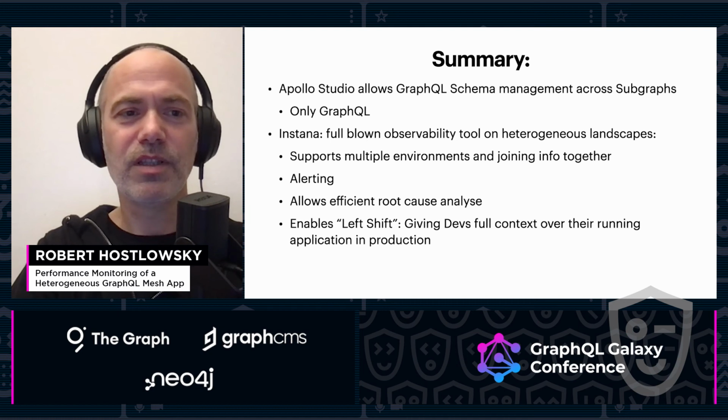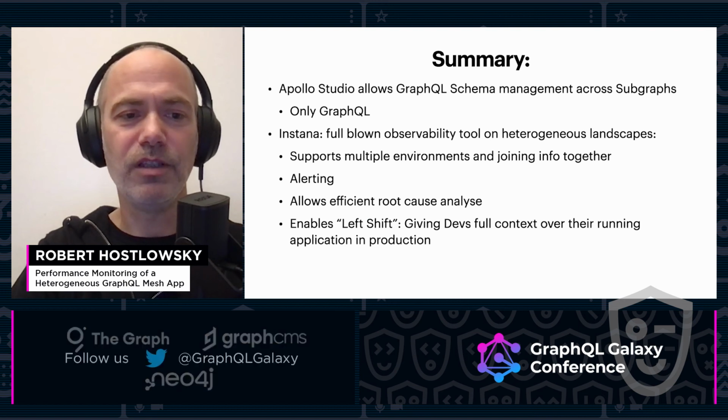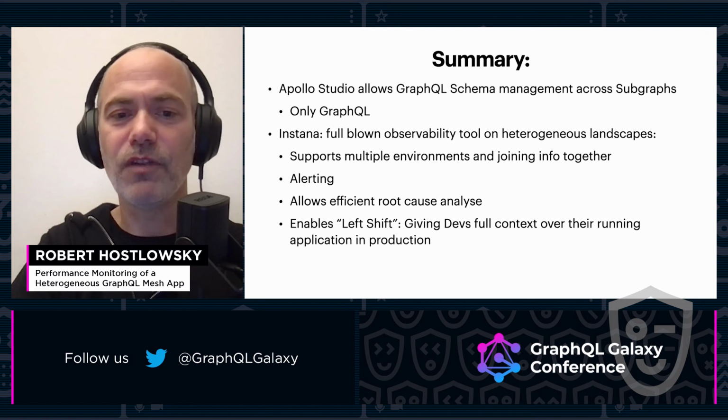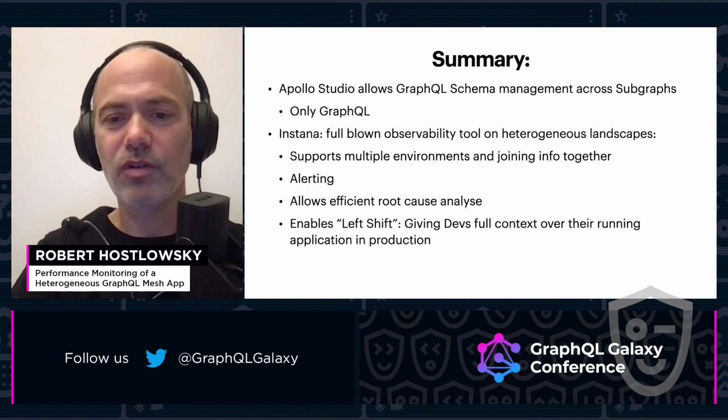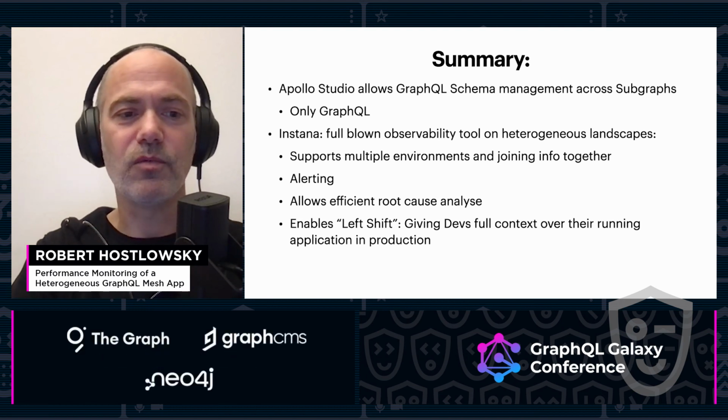In summary, it's quite easy. Apollo Studio is great for managing the GraphQL schema, but Instana is full-blown observability with all these extra features, and it enables shifting left by giving developers the full context of their running application in production. This also makes it very efficient to find any root cause.